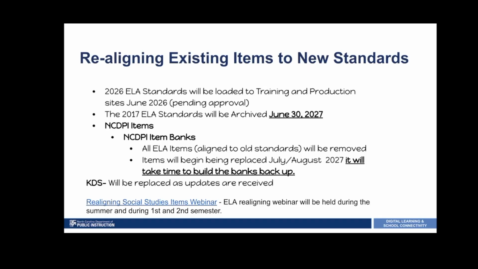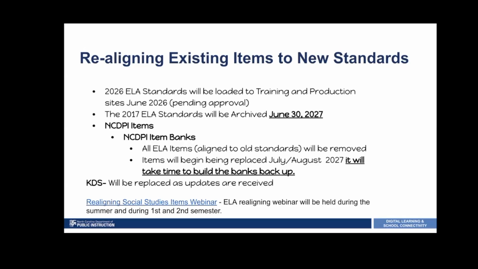But we do want to make sure that you are aware that there is not going to be the number of items right out the gate that there is now. It takes a little bit for them to give us questions each upload to build those banks back up. So for example, if we had 5,000 ELA items right now, we are not going to have 5,000 on July 1st, 2027. It's going to take a little bit to get those items built back up. We will, of course, have items for those standards, but it just won't be the numerous amount that we currently have at the beginning. So all of the ELA items that are aligned to the old standards will be removed, and the items will begin being replaced in July, August of 2027. And like I even put it underlined and in bold, it will take time to build the banks back up.